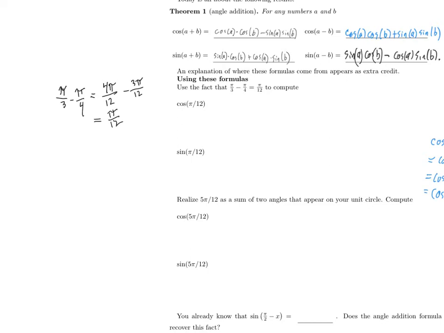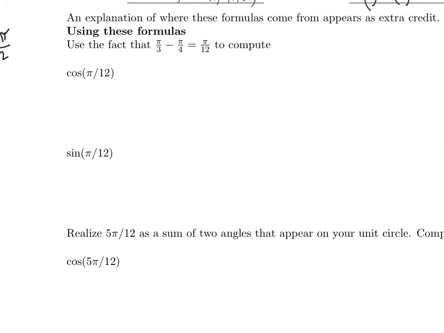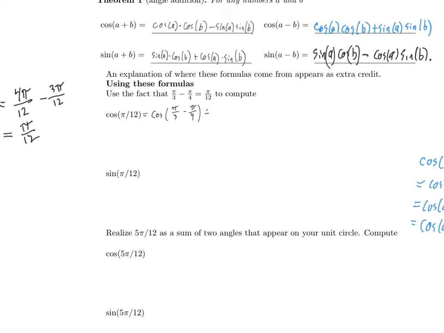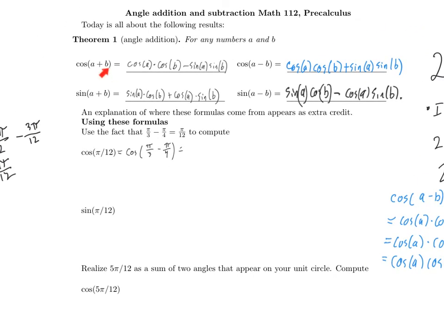So if you wanted to compute the cosine of pi over 12, then as soon as you know that, notice this fact. You can say, well, the cosine of pi over 12 is equal to the cosine of pi over 3 minus pi over 4. Now, we can use this formula. I'll take this a and plug in pi over 3, and I'll take this b and plug in pi over 4.